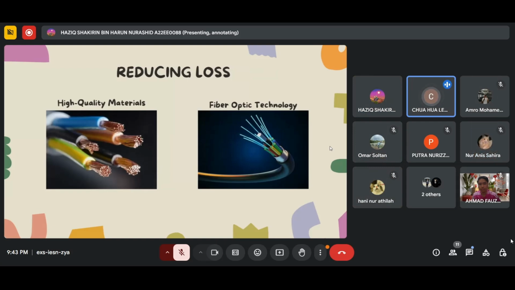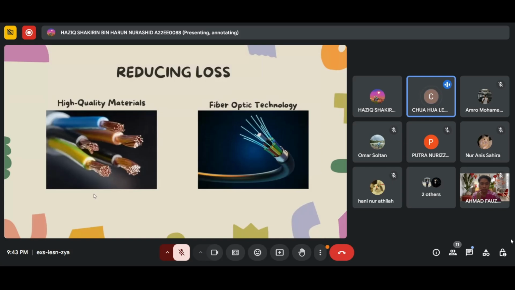One way we can do it is by using higher quality materials. By using higher quality materials like copper with less resistance, you're able to transmit your signals with lesser losses in the conductors, because as mentioned just now, there are attenuation and absorption losses. So by doing this, you are able to reduce these kinds of losses.